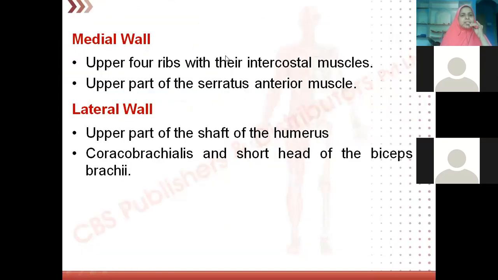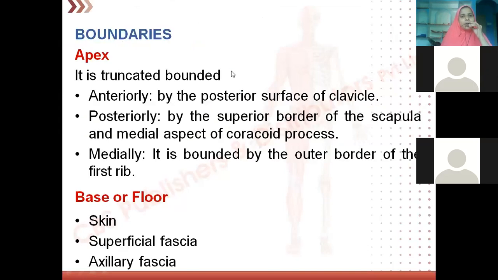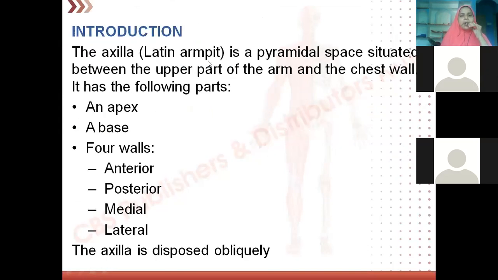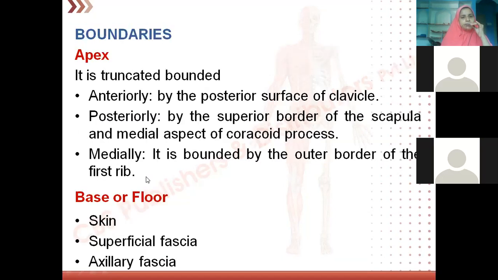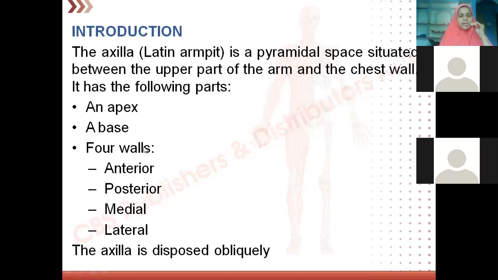Now let us read systematically what is axilla. Axilla is nothing but armpit, which is a pyramidal space situated between the upper part of the arm and the chest wall. So it has a base, an apex, then it has an anterior wall, posterior wall, medial wall and lateral wall. So it is disposed obliquely. How is the anterior wall formed? Anteriorly, I said clavicle. Posteriorly, scapula, and the muscles attached we will see. Medially, the outer border of the first rib, and then laterally, you will see actually the humerus.